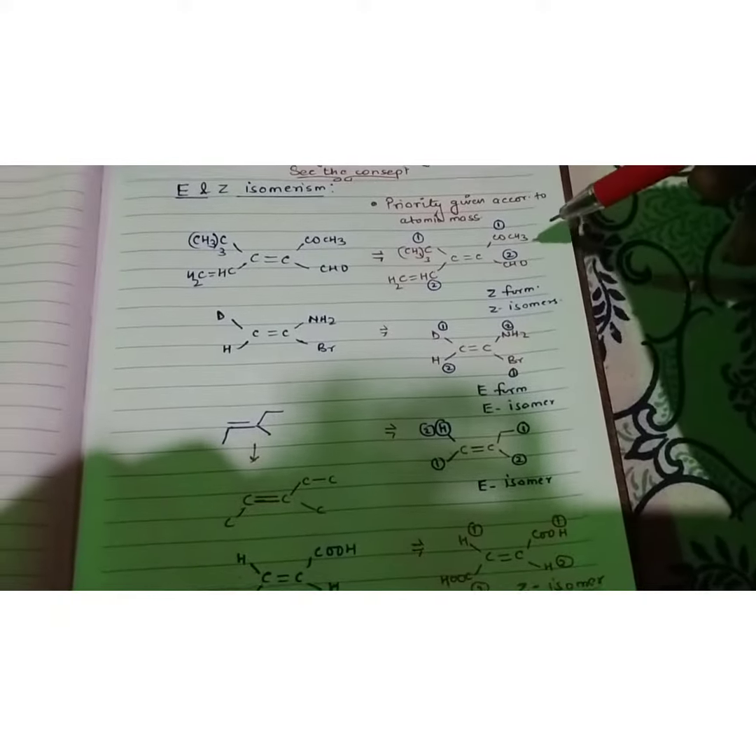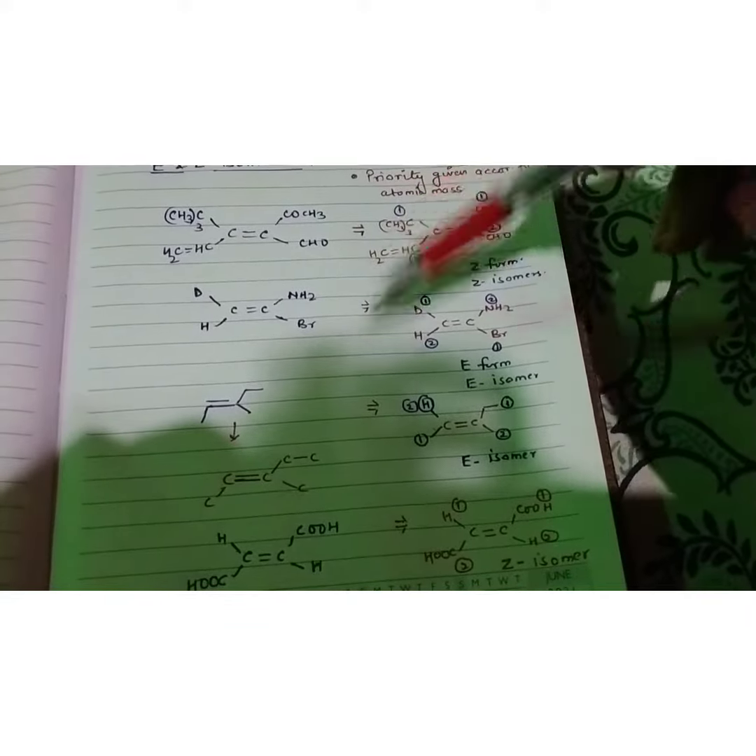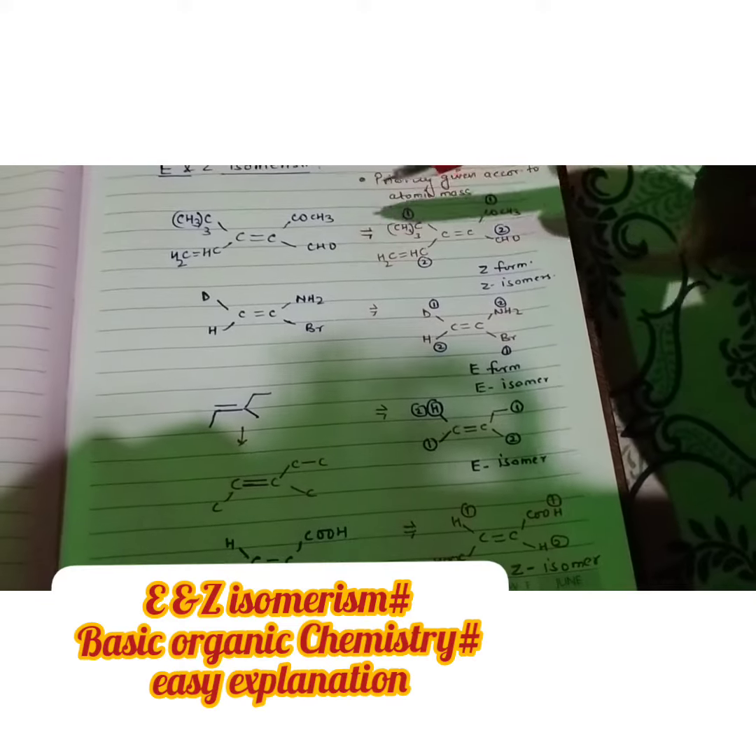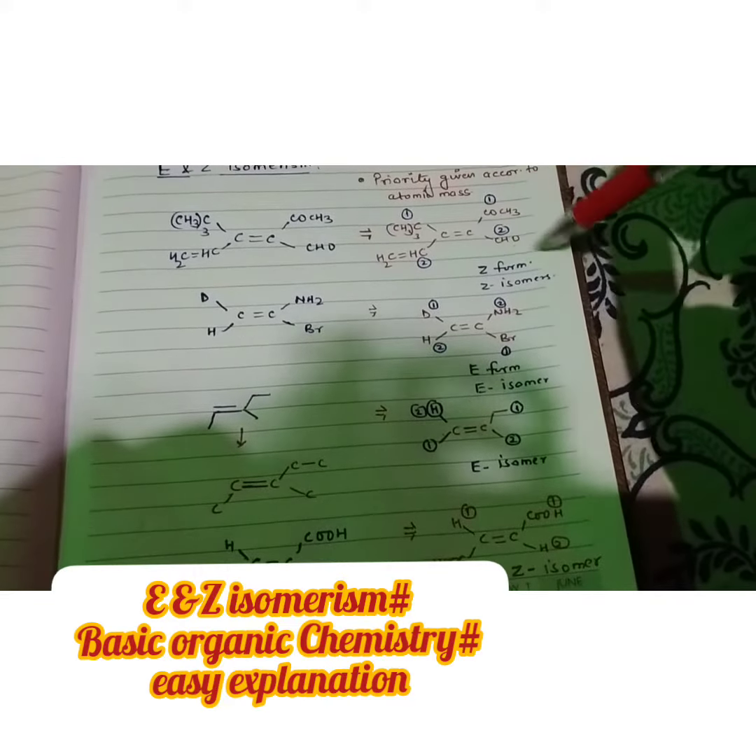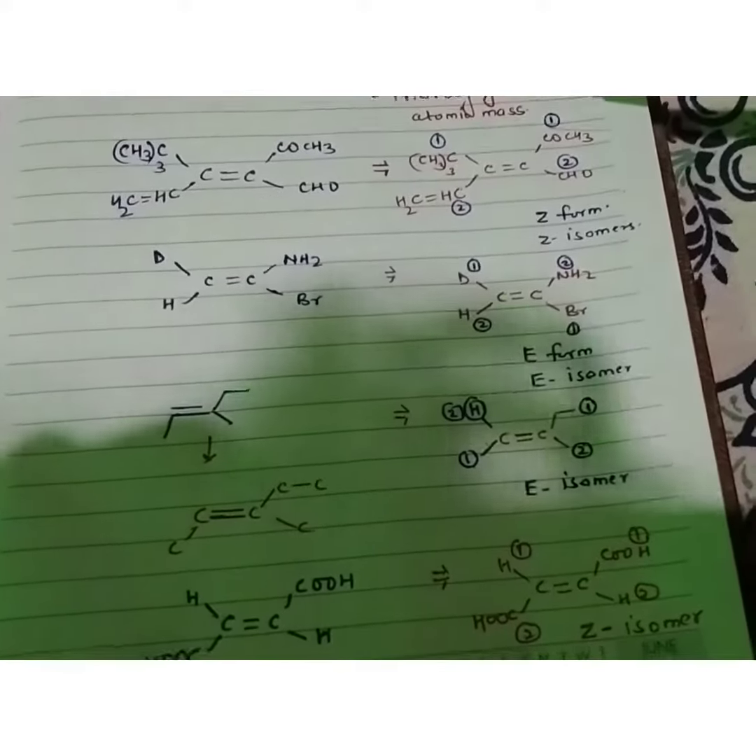So hello everyone, and today we will discuss E and Z isomerism. Before discussing some examples, you should remember that in this, priority is given to the group. The priority is given according to the atomic mass or atomic number.